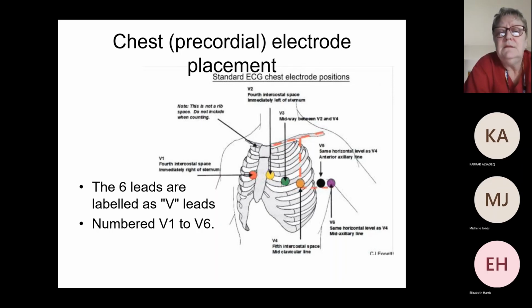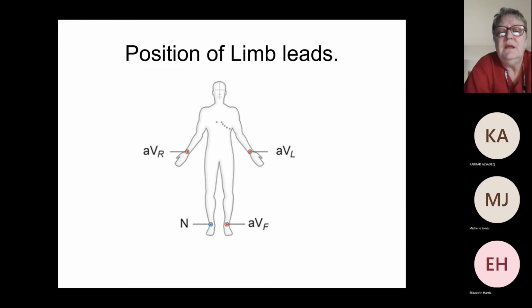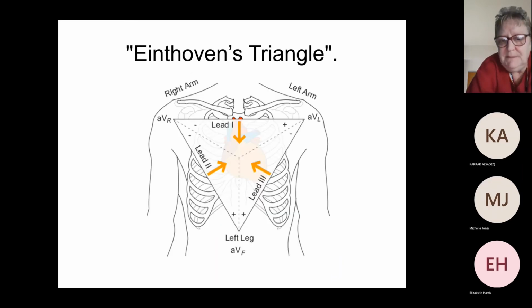Okay, next slide, please. There's where your limb leads go. Remember, ride your grip, and that's what I've just explained about Einthoven's triangle. It's just like looking through a greenhouse at the top, looking down into your greenhouse and you can see everything. So you're looking down, you're looking above your heart, and you can see where all this electrical activity is going. And that's from these six leads you're going to put on and the limb leads. The picture's going to bounce every way. How cool is that?